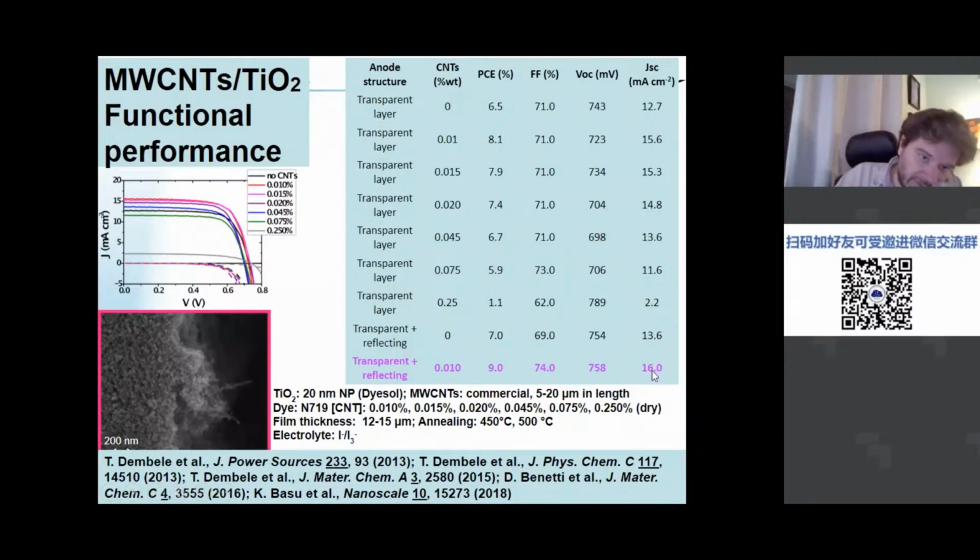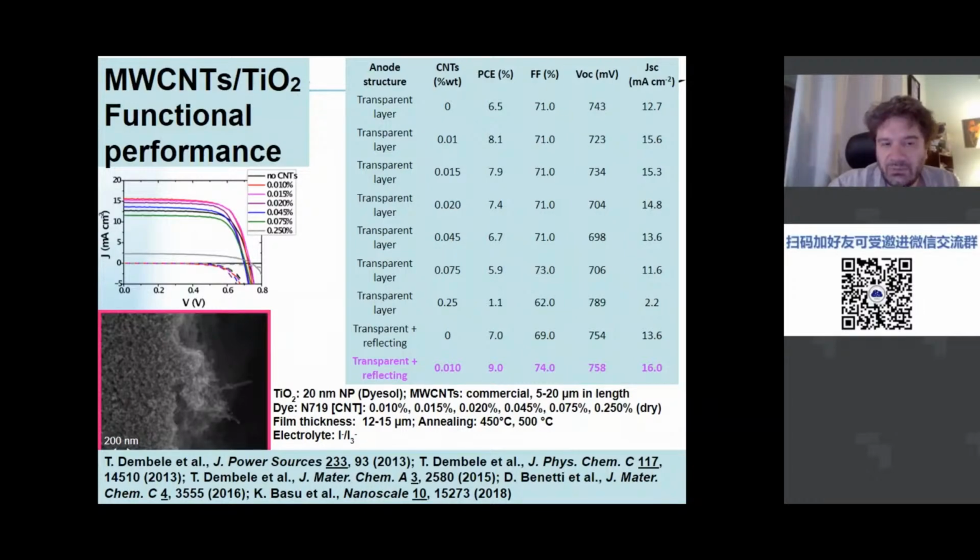Now, the question is, these are multi-wall carbon nanotubes. Could there be a similar effect from other types of carbon nanomaterials? It could be the morphology or the composition of the nanomaterial that confers these properties.